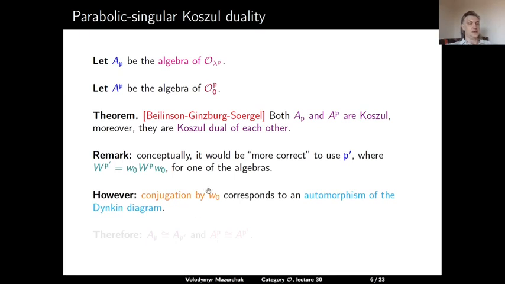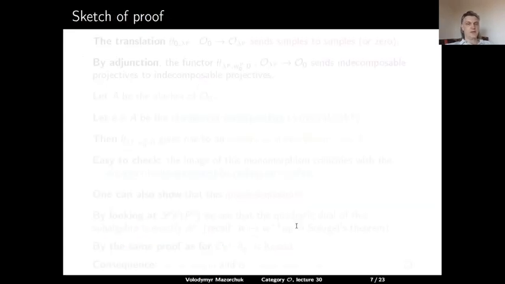However, we know that the conjugation by W0 corresponds to an automorphism of the Dynkin diagram, and therefore the corresponding algebras A lower p and A lower p prime are isomorphic, and similarly A upper p and A upper p prime are also isomorphic. Let us sketch the proof of this parabolic singular Koszul duality.